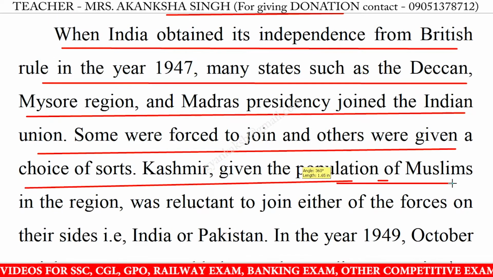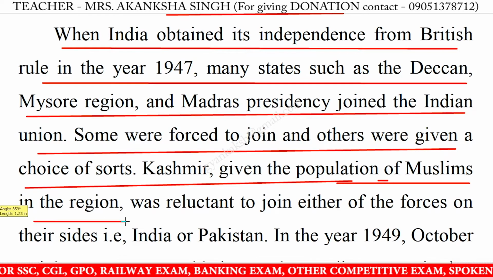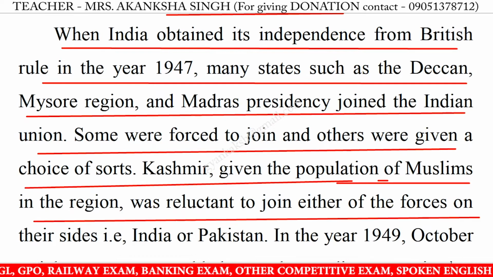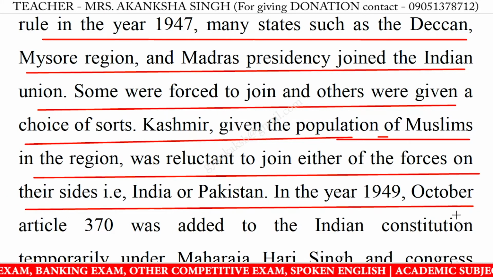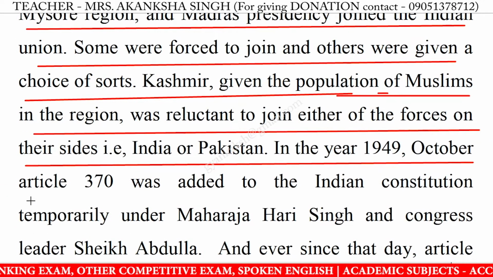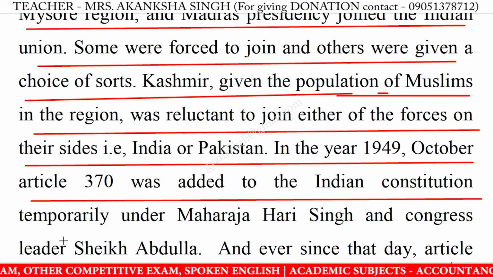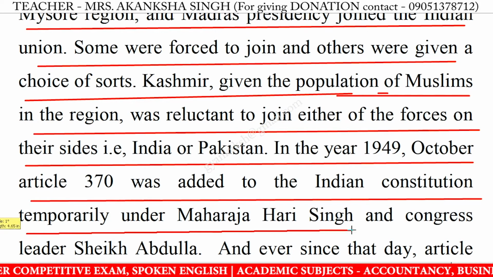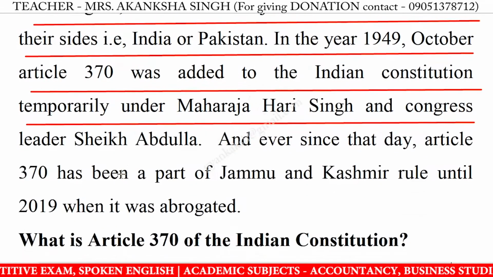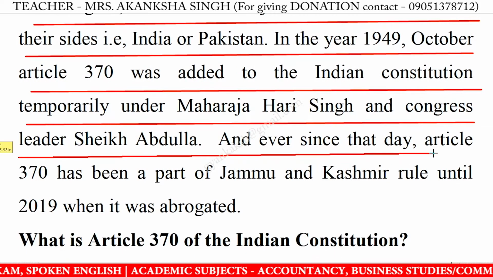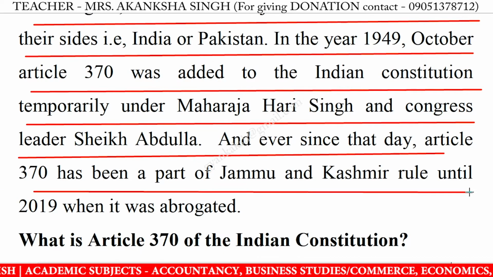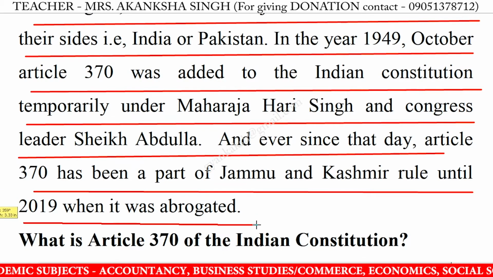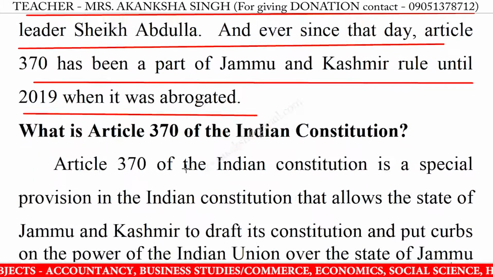Kashmir, given the population of Muslims in the region, was reluctant to join either of the forces on their sides, that is India or Pakistan. In October 1949, Article 370 was added to the Indian Constitution temporarily under Maharaja Hari Singh and Congress leader Sheikh Abdullah, and ever since that day, Article 370 has been a part of Jammu and Kashmir rule until 2019 when it was abrogated.